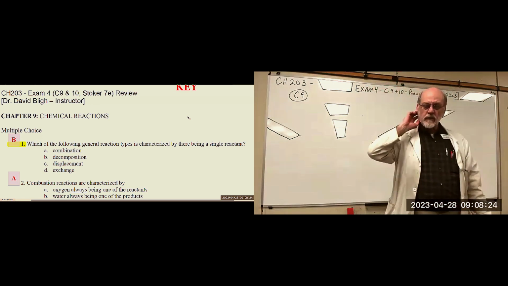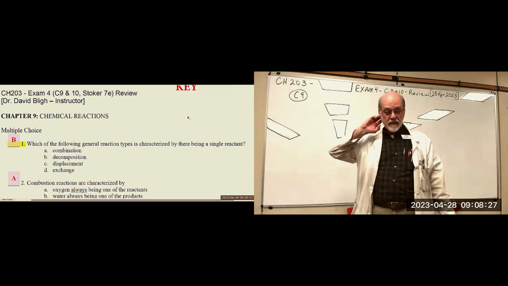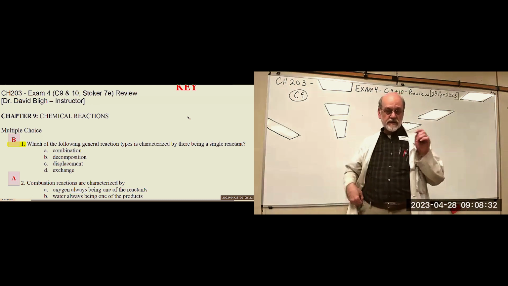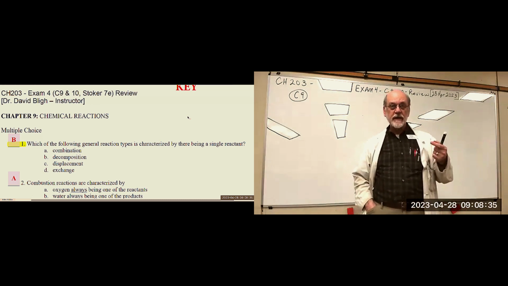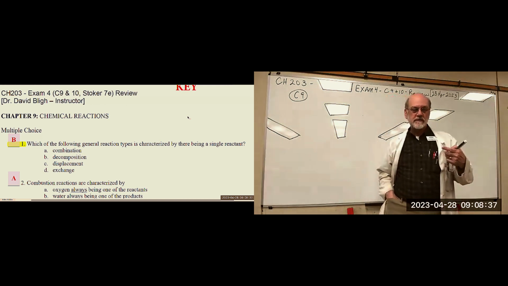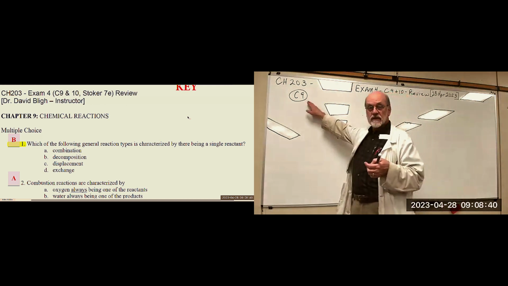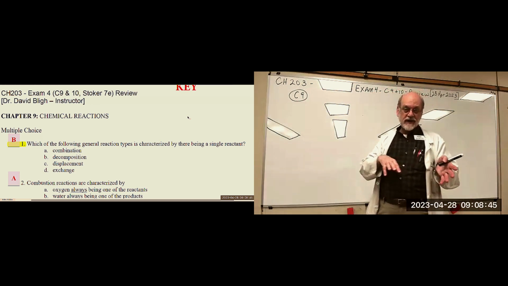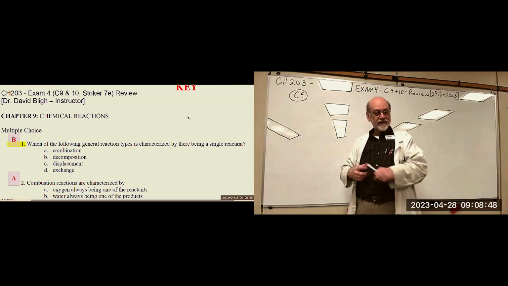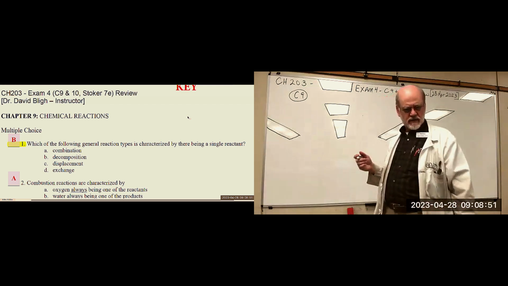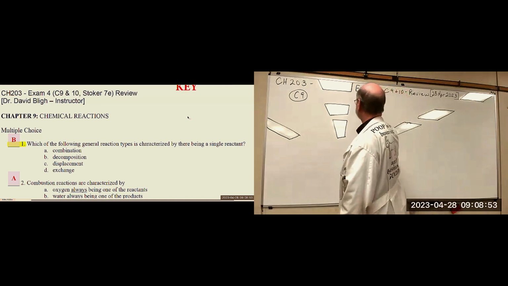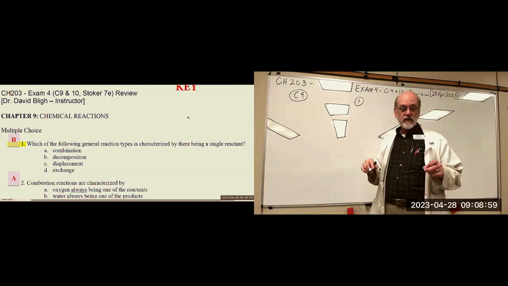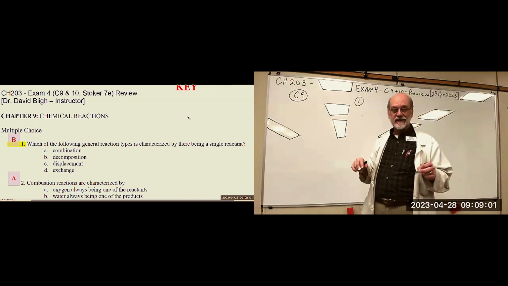So let's take a look at this review document, which is also in Brightspace. This chapter 9 and 10, we're going to do chapter 9 first, and numbering restarts with chapter 10. So I'll have to be sure and change this identifier so that we'll know number 1 from chapter 9, not number 1 from chapter 10. All right, so let's see what we got going here. Number 1. Which of the following general reaction types is characterized by there being a single reactant?